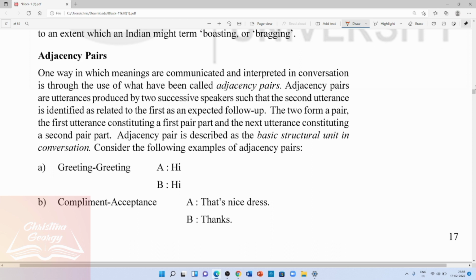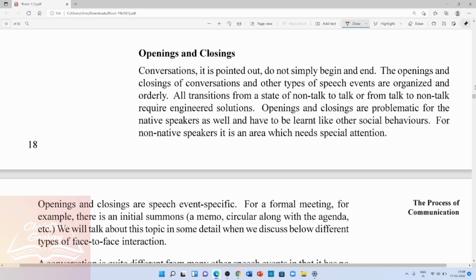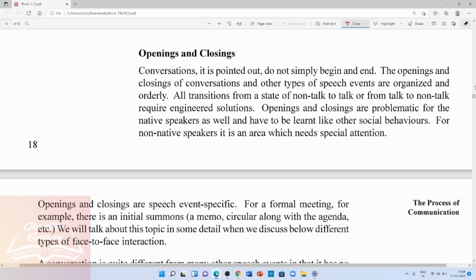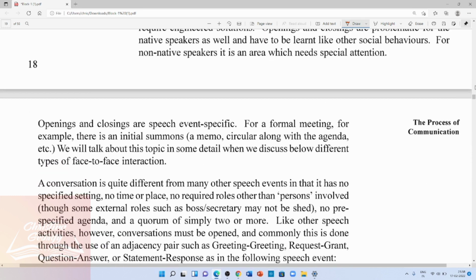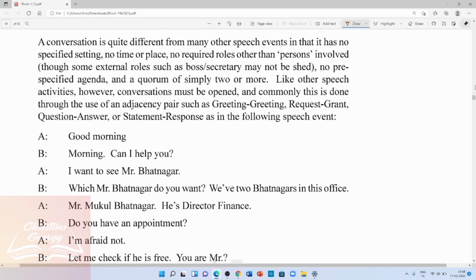Openings and closings are also used in conversations. Very often this is done through the use of an adjacency pair such as greeting, request, grant, question, answer, etc. You can see sample examples in your course book. Another important dimension of conversational organization is the way topics are selected for discussion. Topic development is also important. Turn taking is equally important.